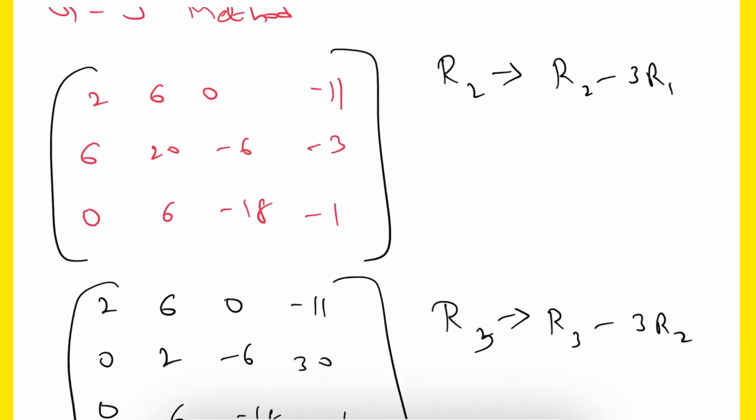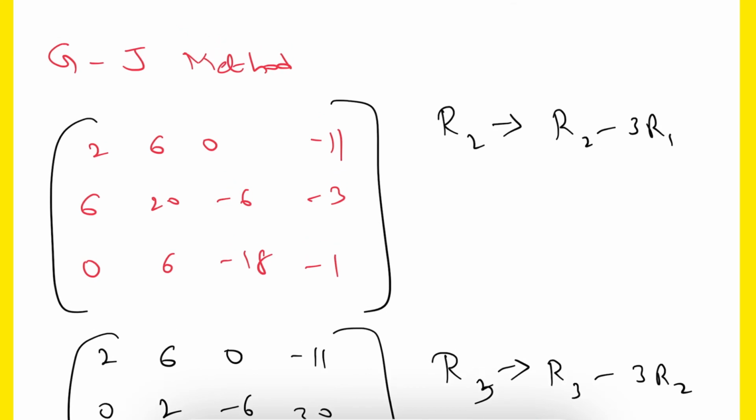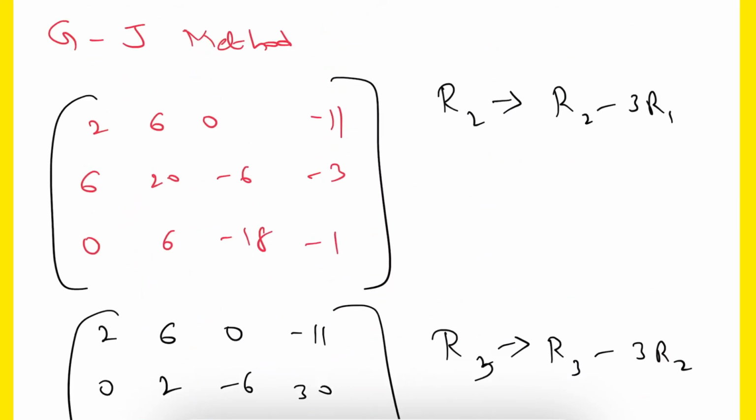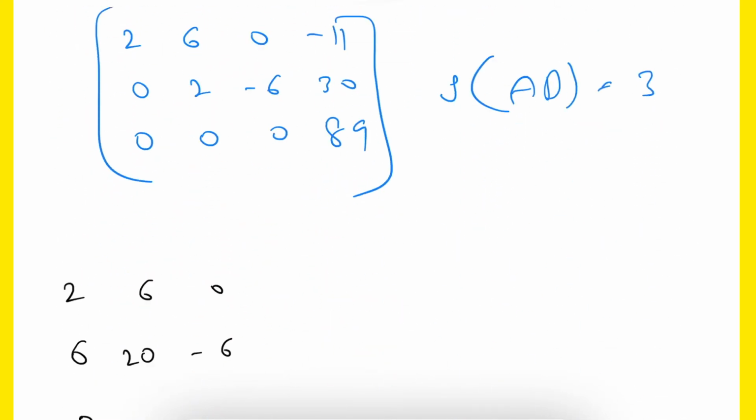Oh, sorry, first one is 2, 6, 20, then comes 6, 20, minus 6, and the last row will be 0, 6, minus 18. Let us find out the determinant for this first of all. So this will become plus, this will become minus, and this will become plus.